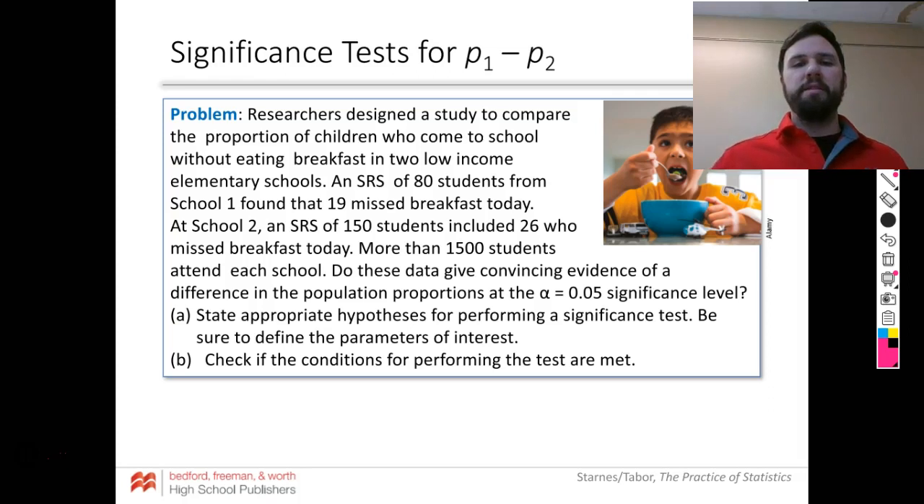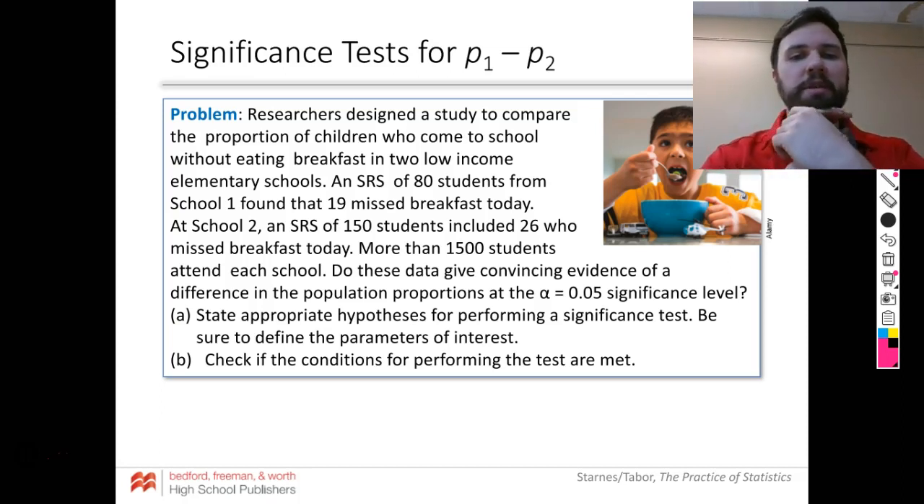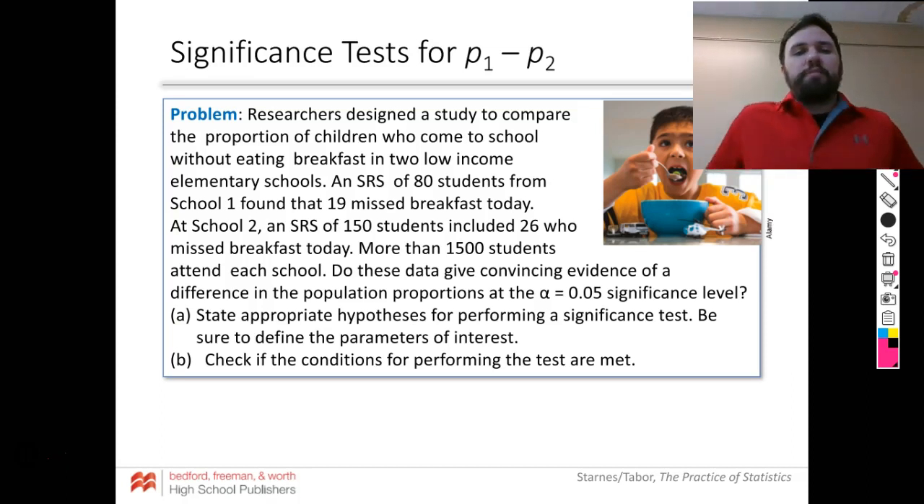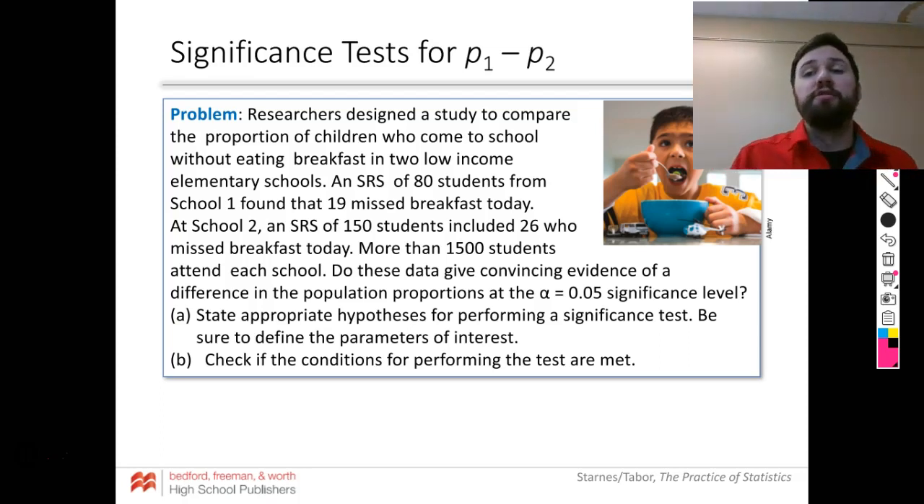So, kids coming to school, not eating their breakfast. Is there a difference? We think it's going to be different between these 2 schools. One found 19 out of 80 missed breakfast, and in a different school, 26 out of 150 missed breakfast. And more than 1,500 students attend those schools each day. Does this give significant data that there's a difference in the populations at the 0.05 significance level? All right.